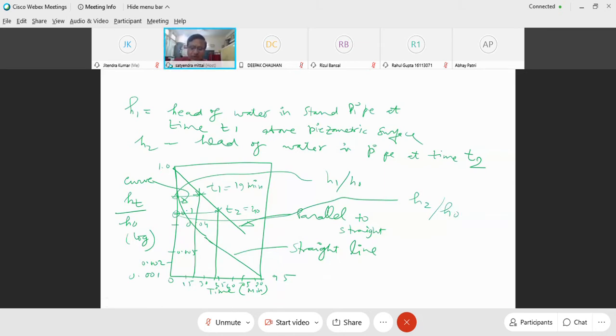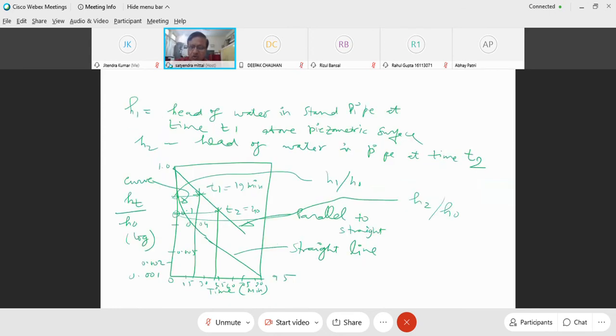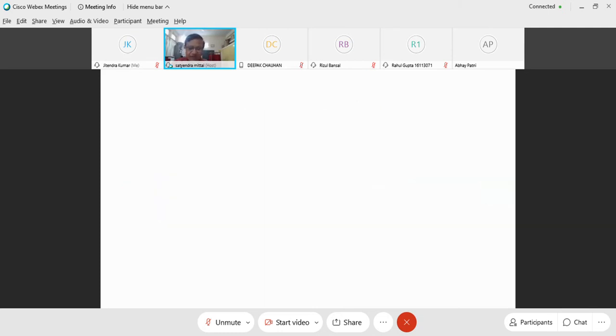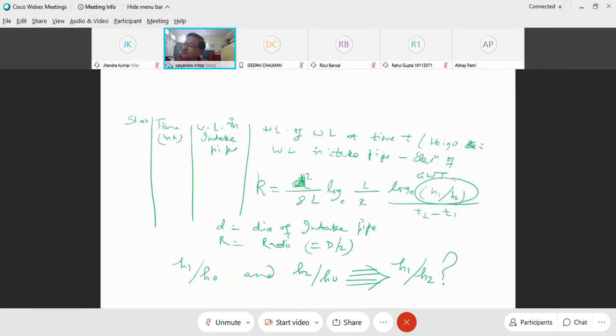So in the previous equation, you see you need H1 upon H2. So if you have value of H1 upon H naught and H2 upon H naught, then you can definitely calculate from here what is the value of H1 upon H2. That you can do. So you just plug in all those values into that equation, and by this you can calculate the value of permeability.